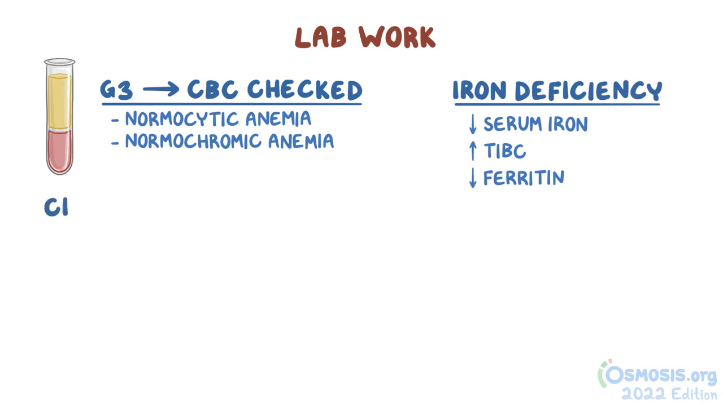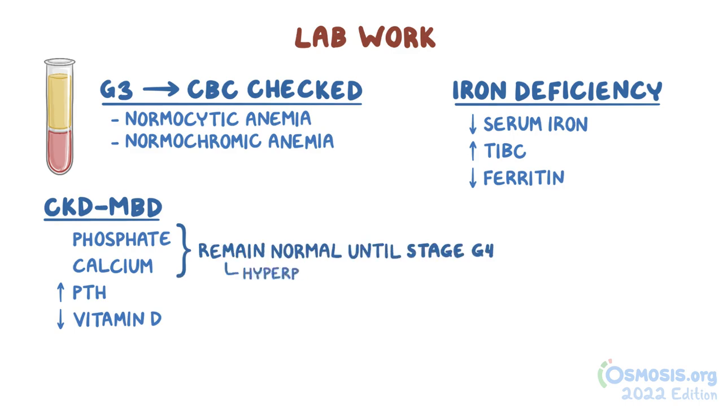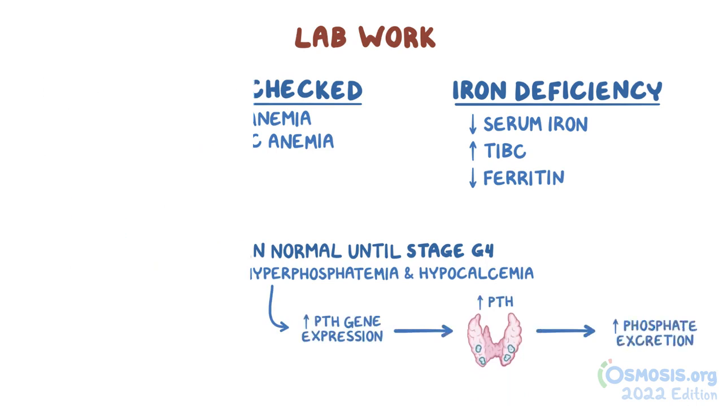Now, to evaluate CKD-MBD, phosphate, calcium, PTH, and vitamin D levels are checked. Once the individual is at stage G3, PTH levels usually increase and vitamin D levels decrease. Calcium and phosphate levels can remain normal for a long time, typically until the individual reaches stage G4, where there will be hyperphosphatemia and hypocalcemia. This happens because high PTH gene expression leads to high PTH levels, which in turn increases phosphate excretion.